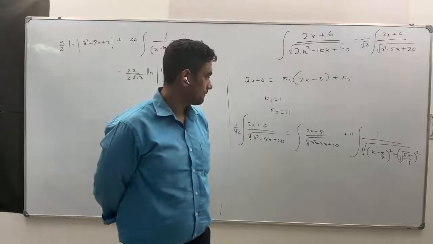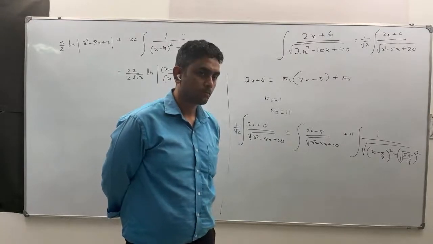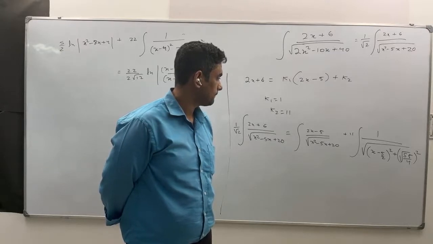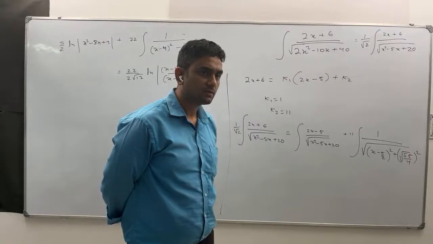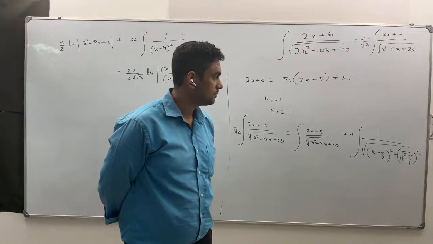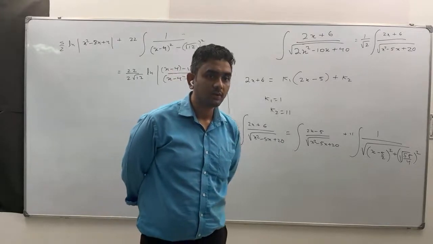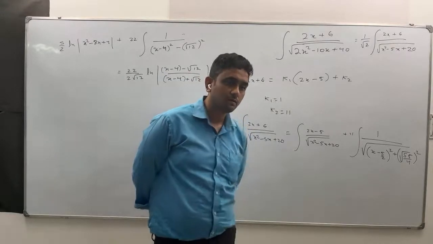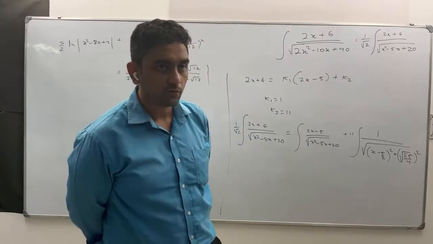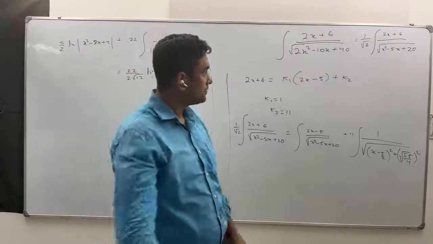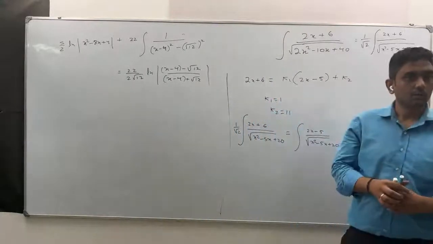So root over 2 times x square minus 5x plus 20, plus 1 by 5 into tan inverse of x minus 5 by 2 by root 55 by 4. It's the formula 1 by root over x square plus a square, ln mod x plus root over x square plus a square. So what you're getting is root 55 by 4. Correct. Okay, so have a look over here.